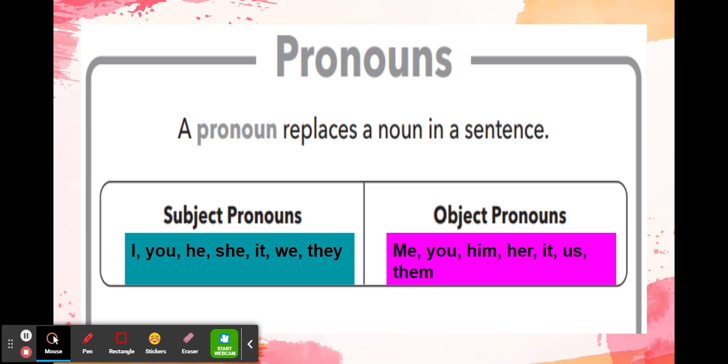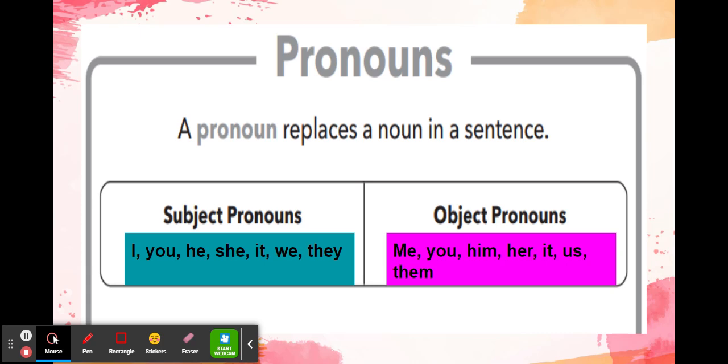If I am talking about myself, I don't say Miss Gonzalez taught 7 periods today. I say I taught 7 periods today. I changed my name and used a pronoun. Examples of pronouns are I, you, he, she, we, they, and it.